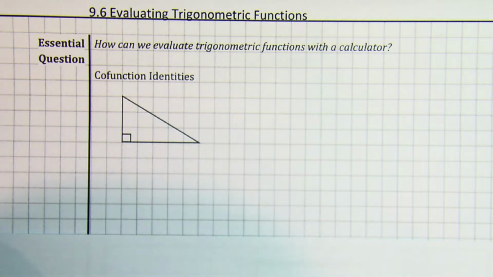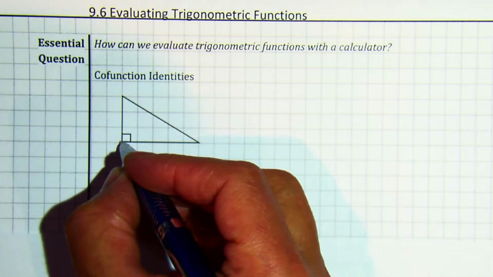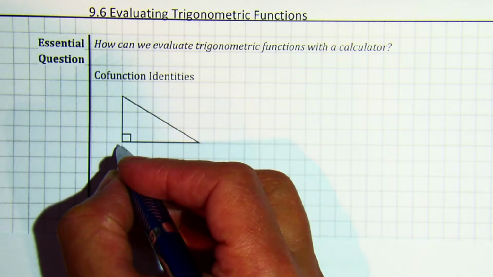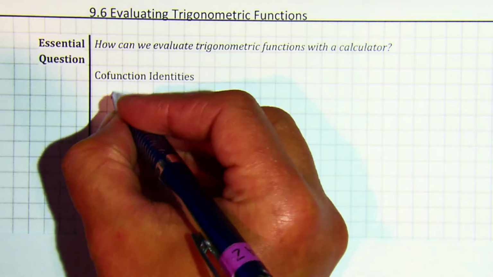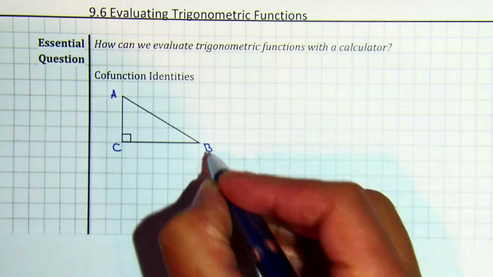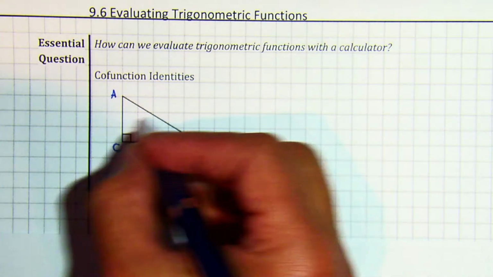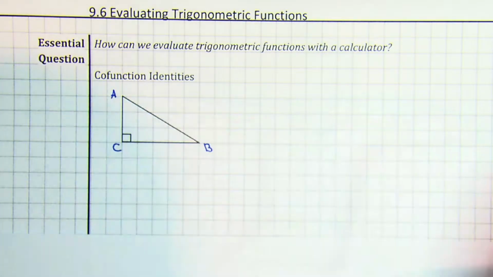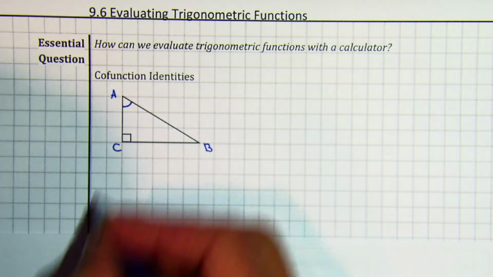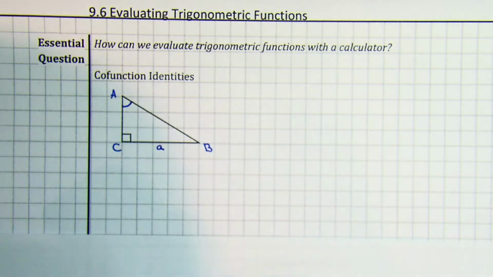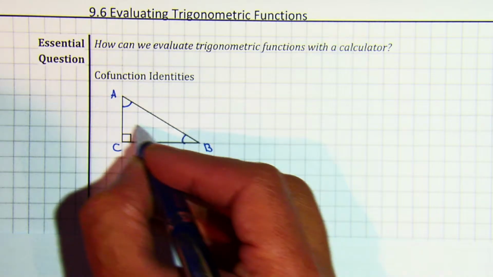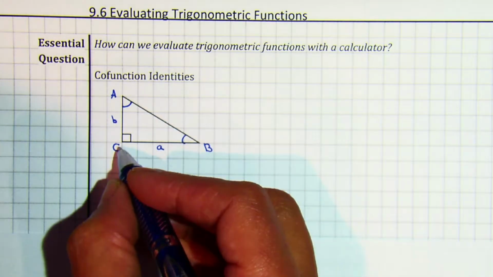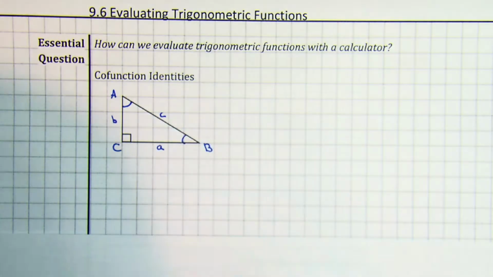So we're going to develop the cofunction identities. We have our triangle. We know that our right angle is always angle C, so we're going to label each of our angles. I'll place angle A up here and angle B down here. Now I'm going to label each of the sides. This is angle A, so therefore this will be side A. The opposite angle is the opposite side. This is angle B, so therefore side B will be opposite. This is angle C, so therefore this is side C.